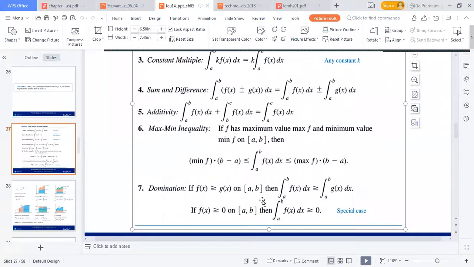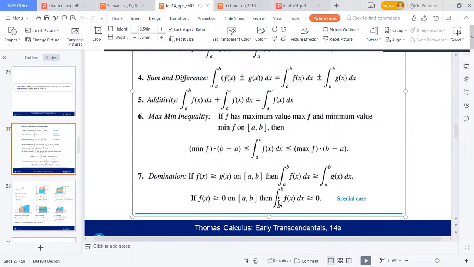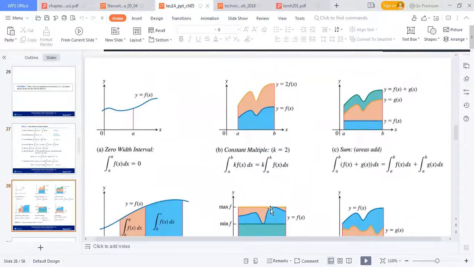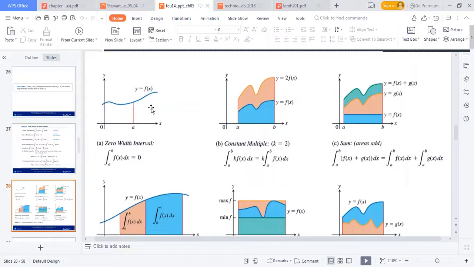Now domination: if f of x is greater than or equal to g of x in the same interval ab, then the integration will also be the same. Integration of f of x will always be greater than or equal to integration of g of x. Similarly, if f of x is greater than or equal to 0, then the definite integral of this function is also non-negative.